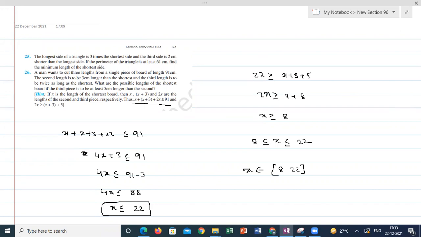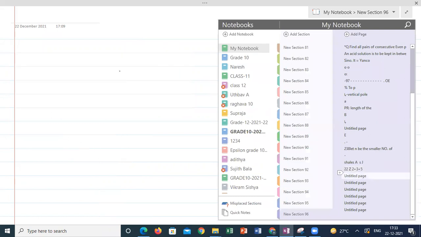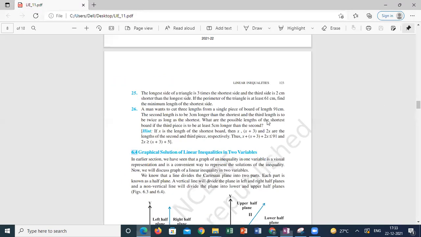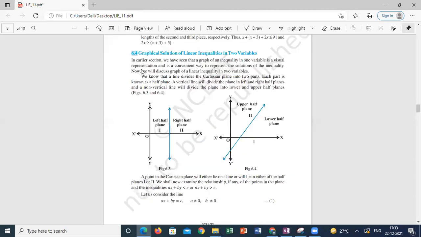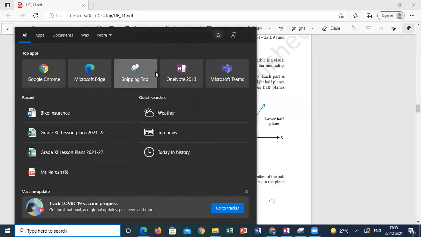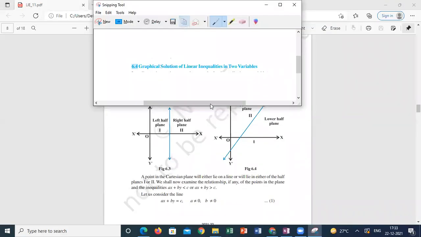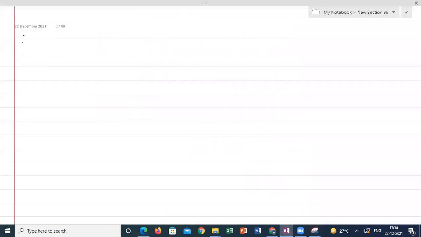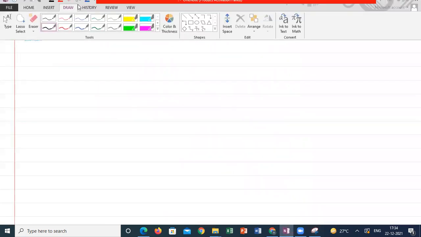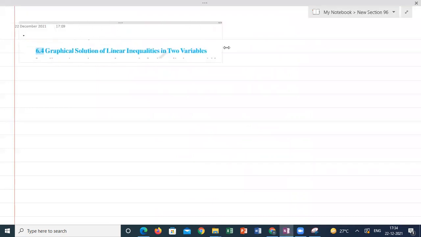Yes, sir. Students, yeah. So the next one is how to solve inequalities with the help of the graphical method. It's a simple thing. First, we will discuss a little bit what is meant by the representation of algebraic expressions in graphical solution of linear inequalities of two variables.